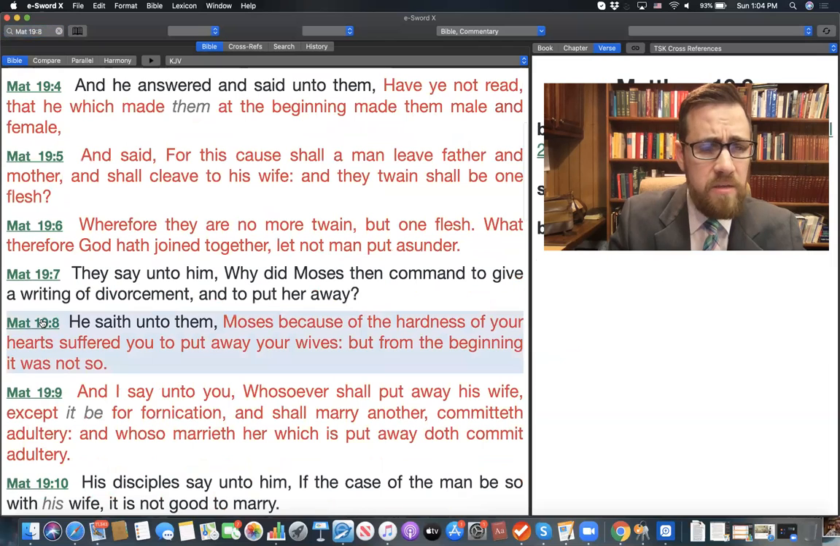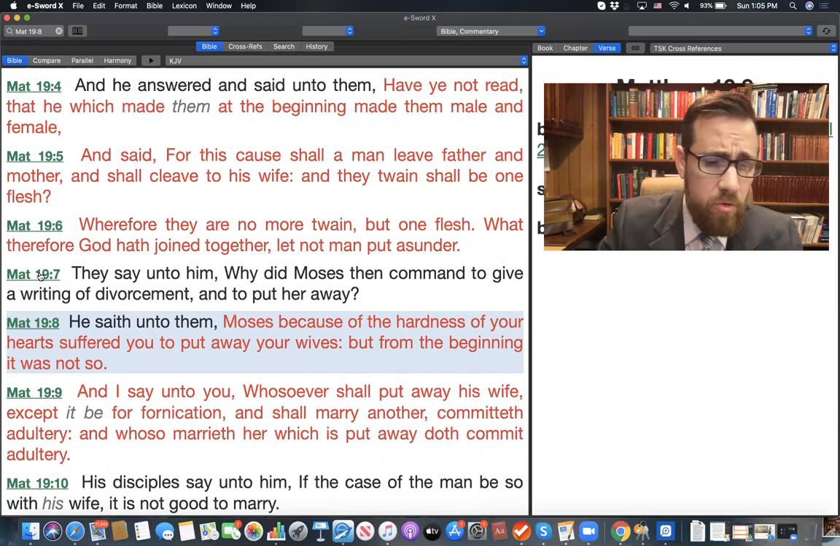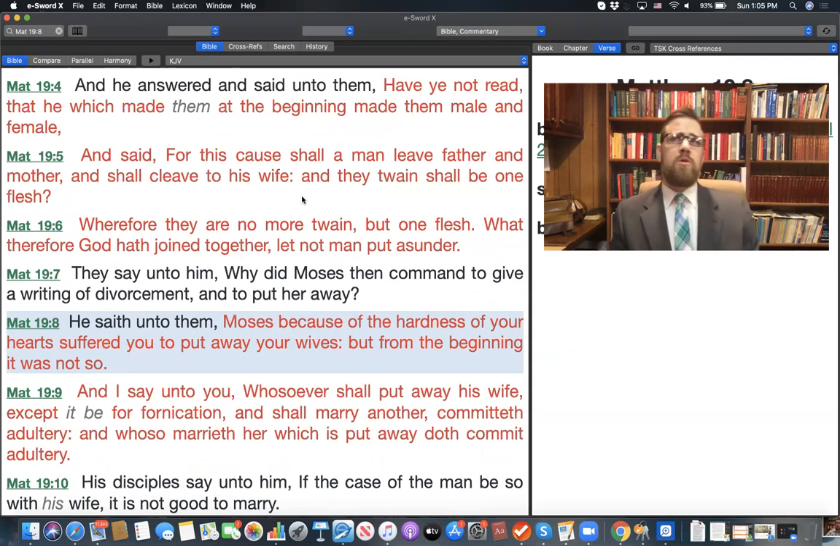verse 8: "They said unto him, why did Moses then command to give a writing of divorcement and put her away? And he saith unto them, Moses, because of the hardness of your hearts, suffered you to put away your wives, but from the beginning it was not so." So Jesus says the law of Moses recognized that divorce happens, so he actually put these laws in place. I believe that God put these laws in place to protect the woman when a divorce actually happened.